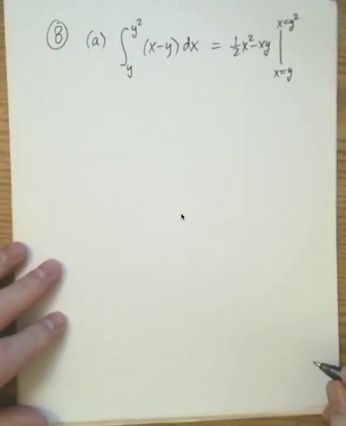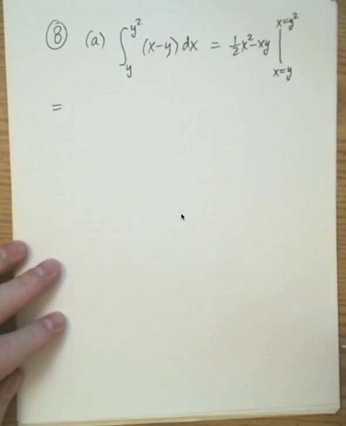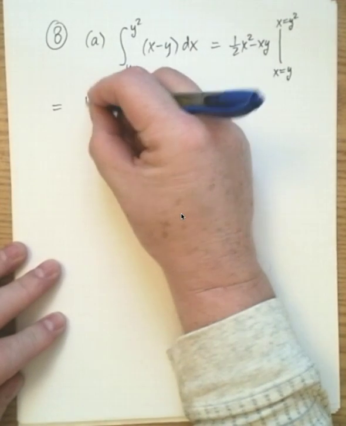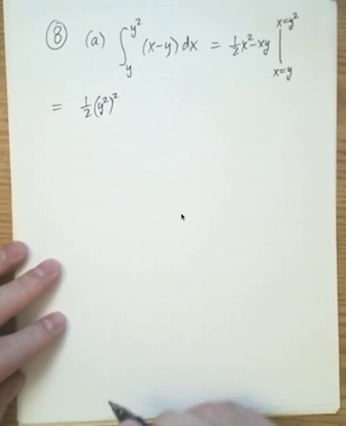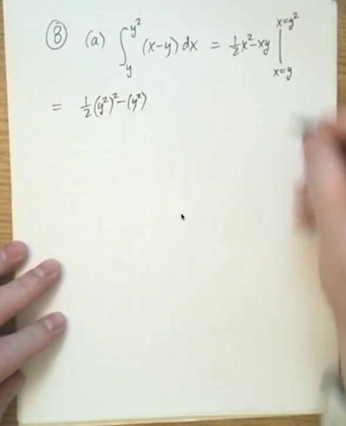So let's start evaluating that. When I substitute y squared here for x, I would get 1/2 y squared squared, and then what? Y squared times y.